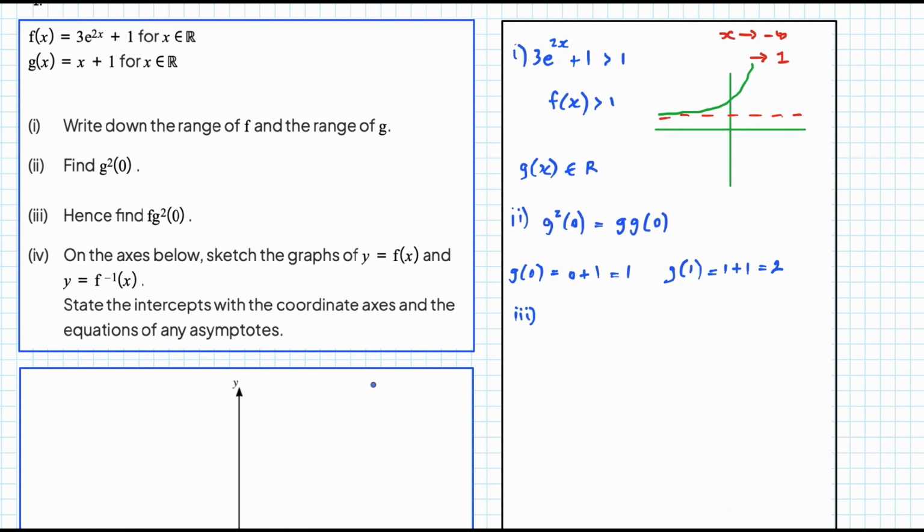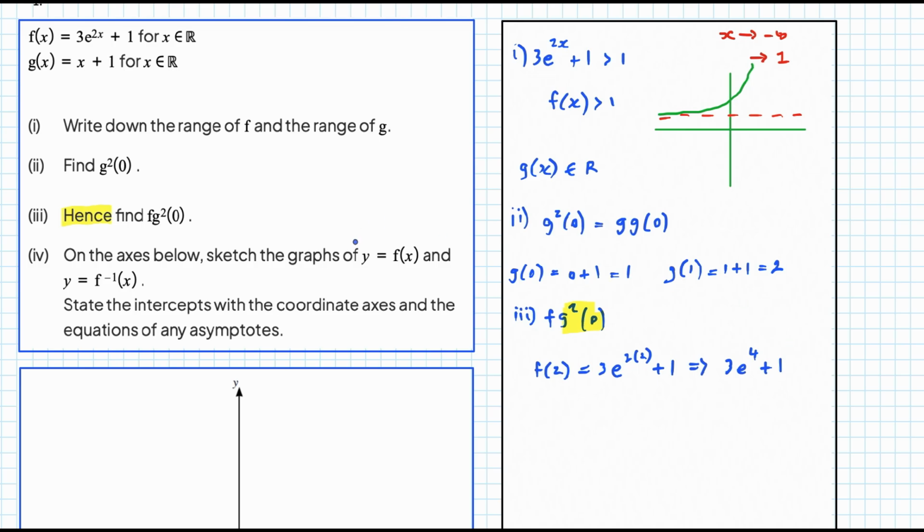hence. So if you ever see hence, it means something's carrying on from an earlier part of the question. So we already have g squared of 0, so we're going to just plug that in there. So f times that will be our new answer. So f of 2 is 3 to the e, as 3 to the 2 times 2 plus 1. And of course that's 3 to the e to the 4 plus 1. So the third part done.